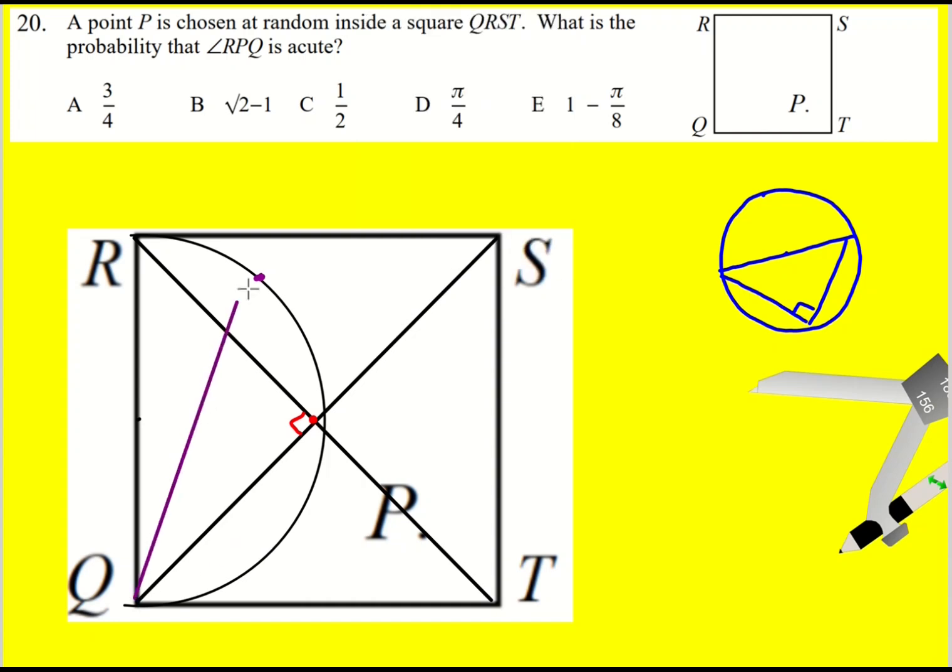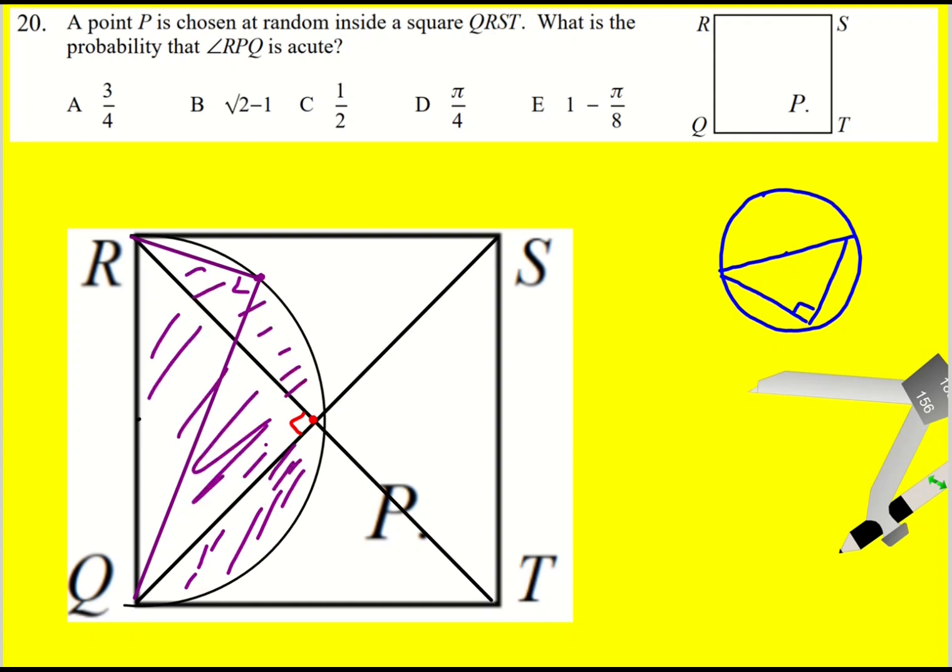But wherever I now put a point on that semicircle, I know that if I connect up Q to R, if I put P there, for example, that would be 90 degrees. So anywhere in here and here and here, we're going to get an obtuse angle because the boundary is the semicircle. That's where it's 90. Inside, it's going to be more than 90. As soon as you go outside, even to here, it's going to be less than 90.